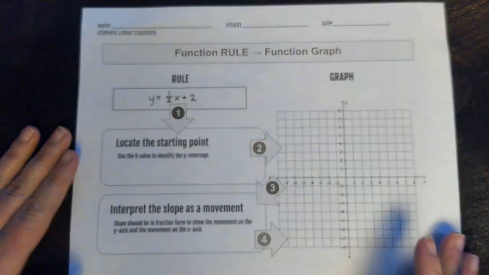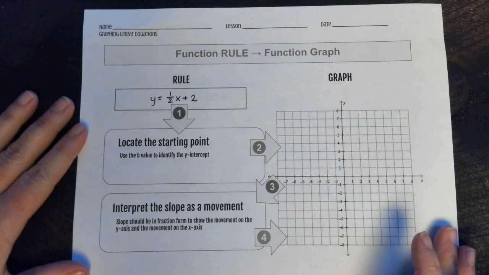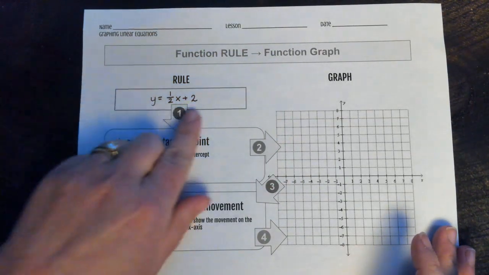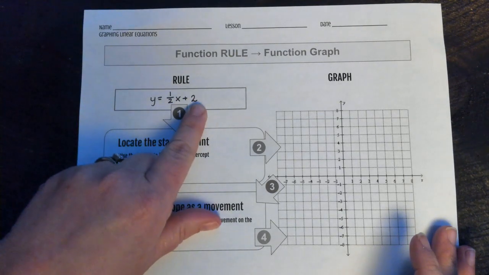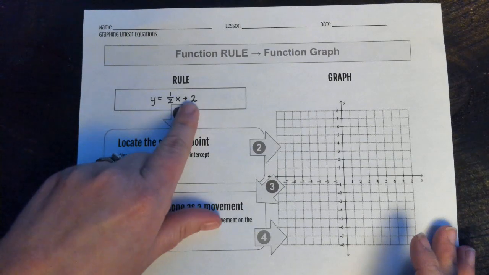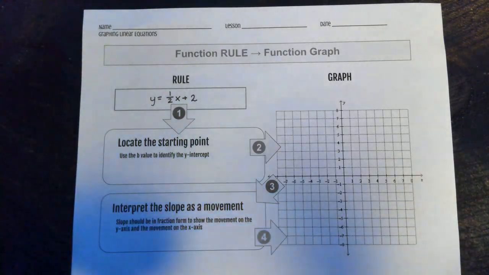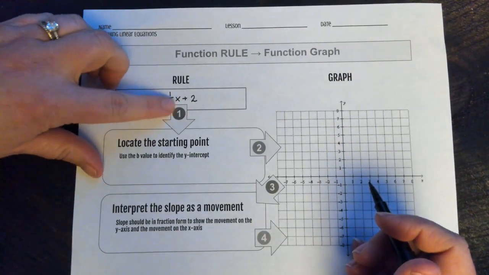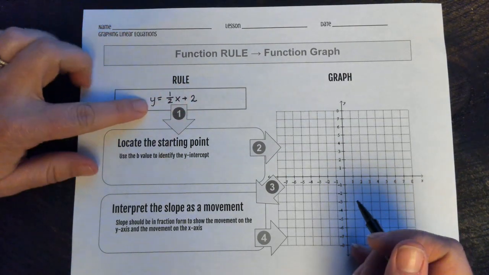All right, so I'm using the template that you can see in your Unit 3 resources that goes right from function rule to function graph. And I'm given a rule here, y equals 1/2 x plus 2, verbal model, 2 more than half our domain is equal to our range. So we can see that our function rule is multiplying our domain by 1/2 or dividing by 2, and then adding 2 to get our output.